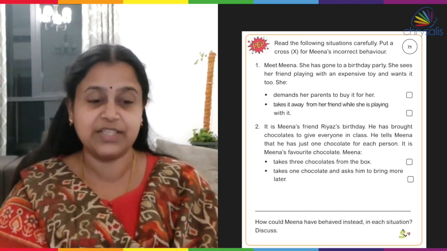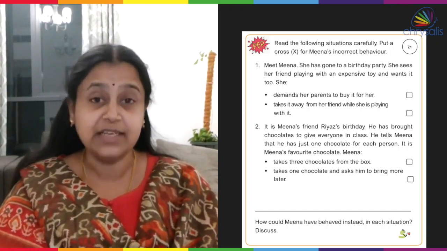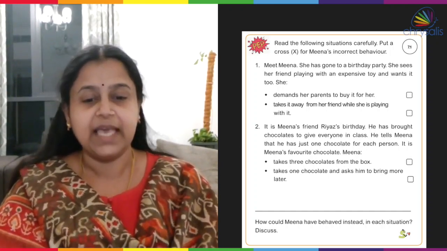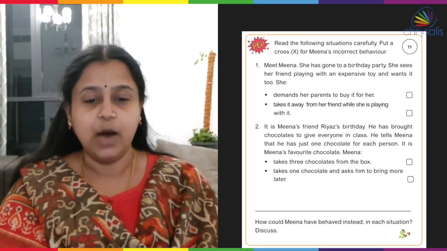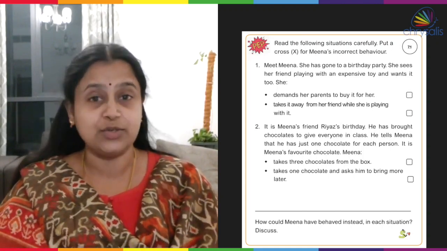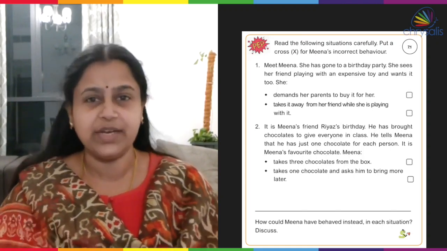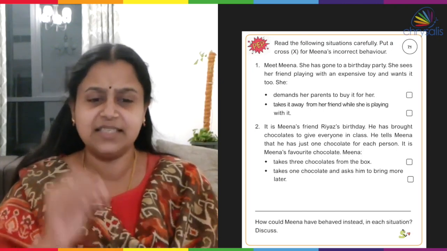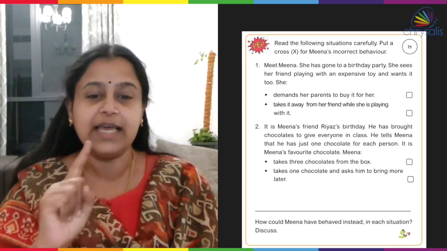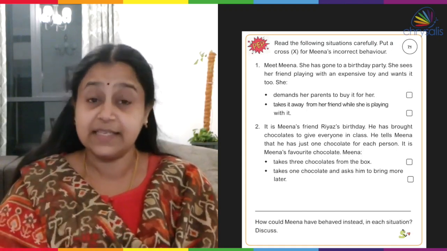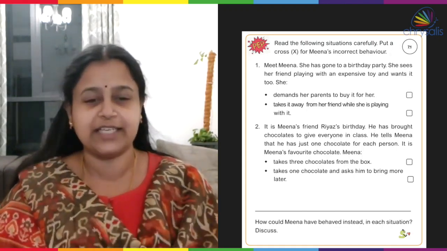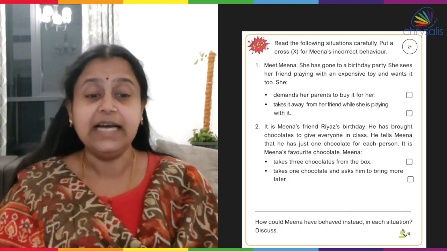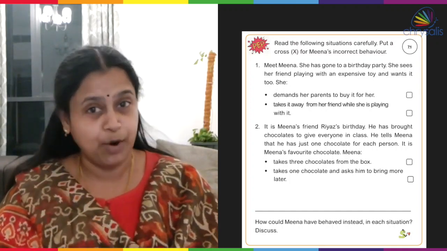The second situation, it is Meena's friend Riya's birthday. Now, he has brought chocolates to give to everyone in the class. He tells Meena that he has just one chocolate for each person. It is Meena's favorite chocolate. So, Meena takes 3 chocolates from the box.